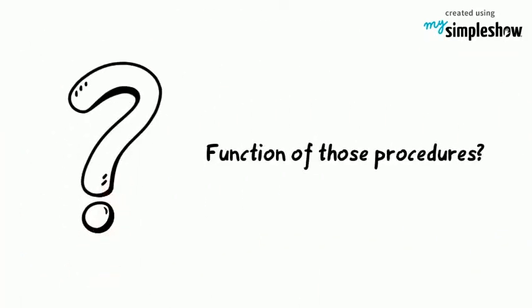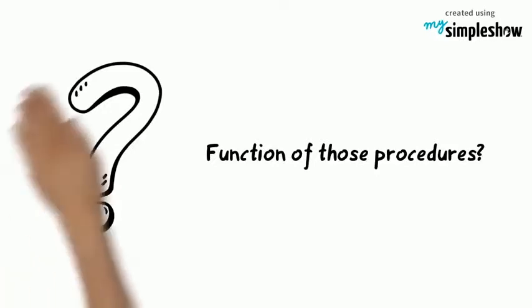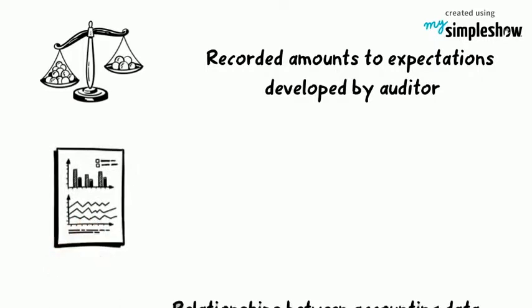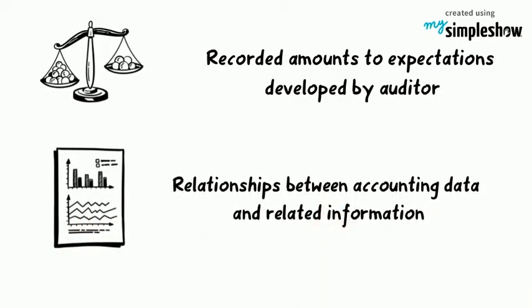What are the functions of those procedures? Analytical review procedures are a comparison of recorded amounts to expectations developed by the auditor. It also involves the study and comparison of relationships between accounting data and related information.